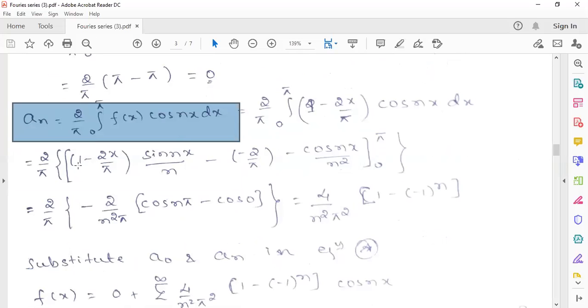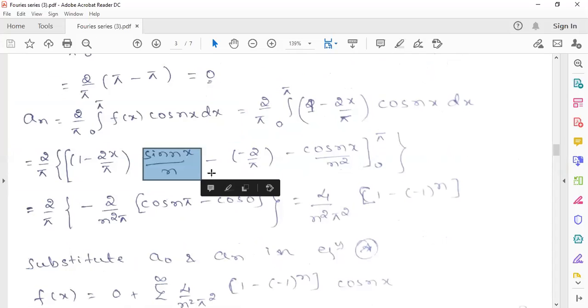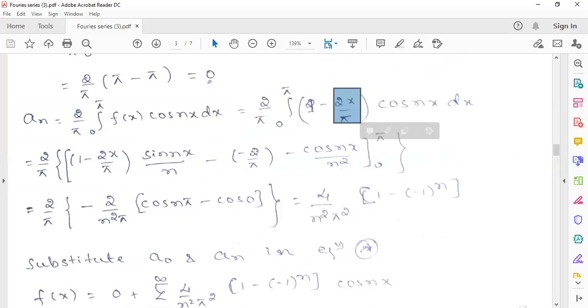If you apply Bernoulli's rule, you will get u into the integration of v, that is 1 minus 2x by pi into the integration of cos nx, which is sin nx by n, minus the derivative of u. The derivative of 1 is 0 and the derivative of minus 2x by pi will be minus 2 by pi, into the integration of sin nx by n, which is minus cos nx by n square.